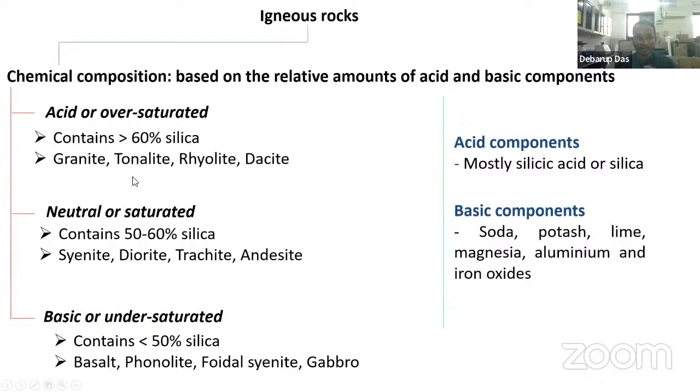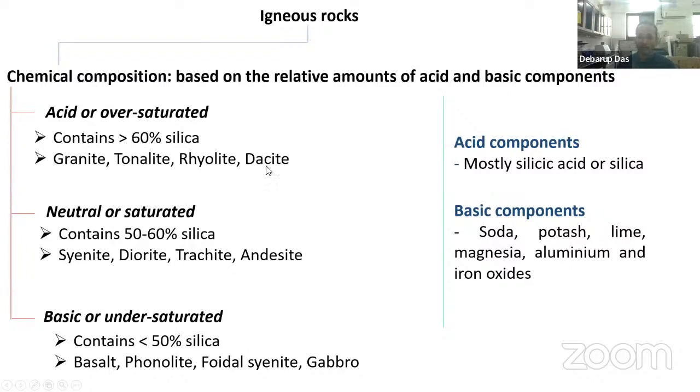However, whether acidic soils or alkaline soils will form will depend more on the climatic conditions rather than the parent material, okay? So it cannot be generalized so easily, because climate acts more importantly in determining whether it will be acidic or alkaline soil than the actual parent material that was present. So acid or oversaturated with respect to silica: more than 60% silica.